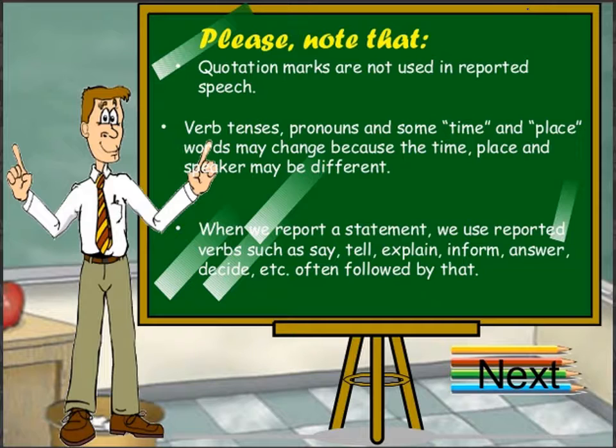Please note that when we change a sentence from direct to indirect speech, we should take care. Quotation marks, for example, aren't used in reported speech. The verb tenses, pronouns, and some time and place words may change because the time, place, and speaker may be different. When we report a statement, we use reporting verbs such as say, tell, explain, inform, answer, decide, etc., often followed by that.